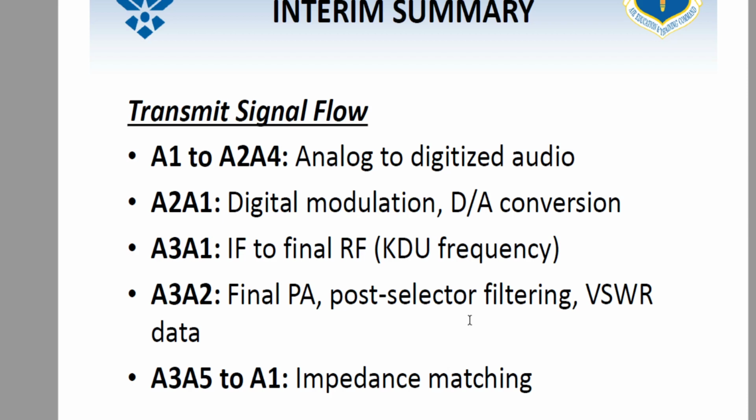All right, and then we have something called post-selector filtering. I didn't tell you that as we were going through it, but what does post mean? After. Absolutely. And then we have the visor data. We talked about that. A3 to A5, or A3, A5 to A1, that's just your impedance matching. And then we come out the antenna.